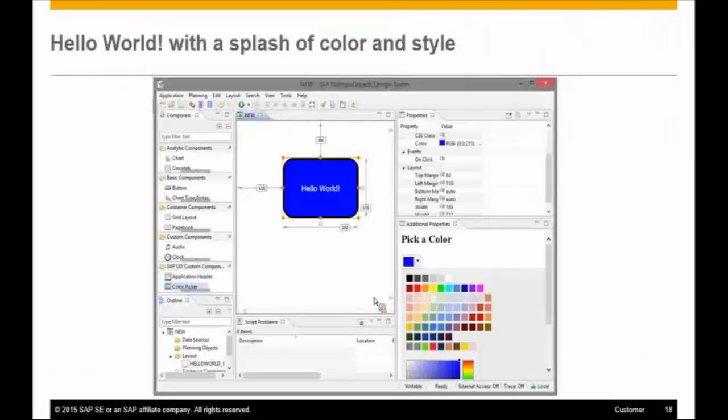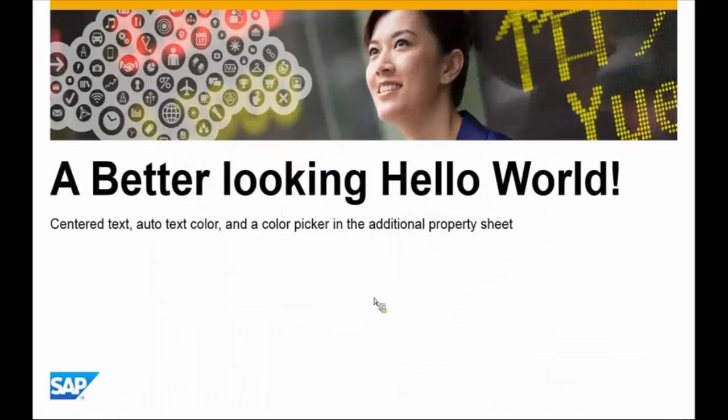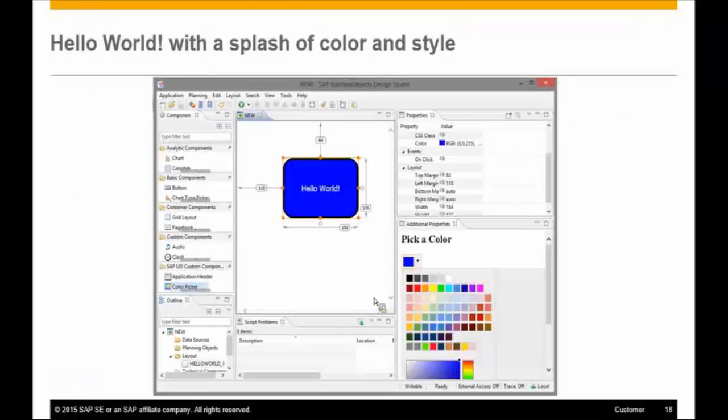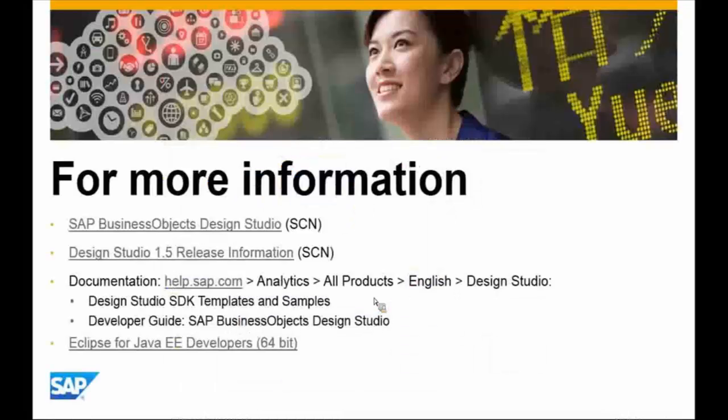Okay, so then Vamsi went through the better looking hello world. He did the centered text, he picked black or white depending on the color of the background, and he added the additional property sheet with a color picker, so you can see that there. That's what he just went through.